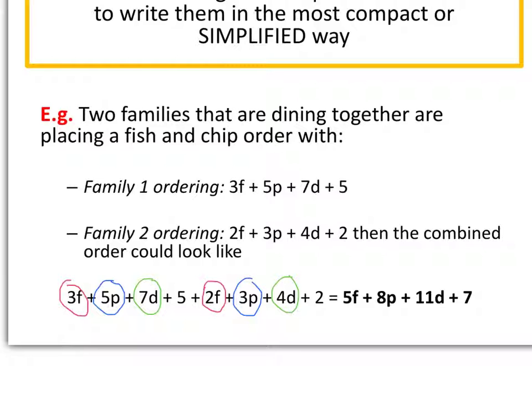So we can see over here, this bit in bold is the order in its most simplified way. So 3F plus 2F gives us 5F, 5P plus 3P gives us 8P, 7D plus 4D gives us 11D, and $5 plus $2 worth of chips gives us $7 worth of chips.